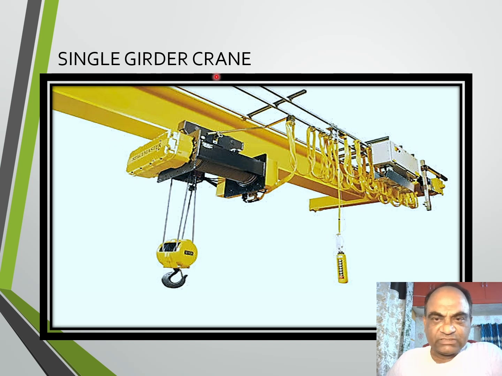Here you can see a single girder crane where the girder is a kind of monorail. This is an I-beam, and on the lower part of this I-beam the trolley moves. It has a Beva cable, and electrical isolators are there on the crane. A pendant is also hanging to operate this crane from the ground floor. So that is a single girder crane.